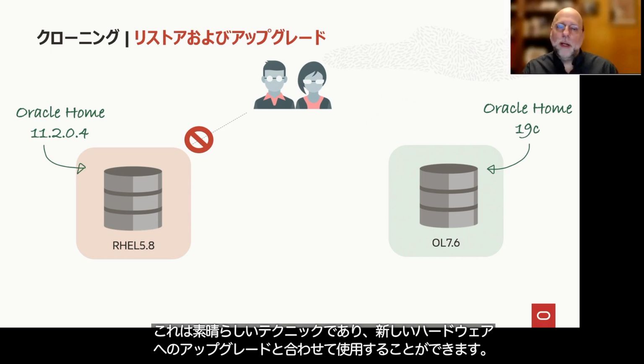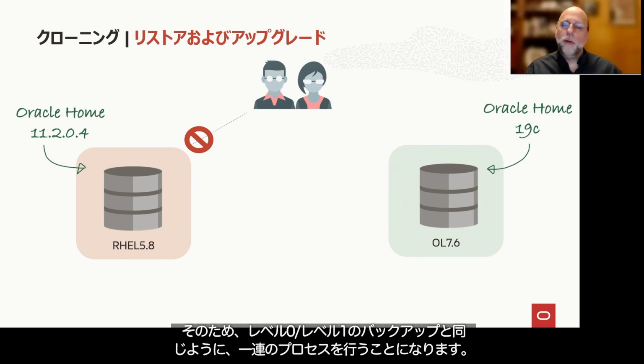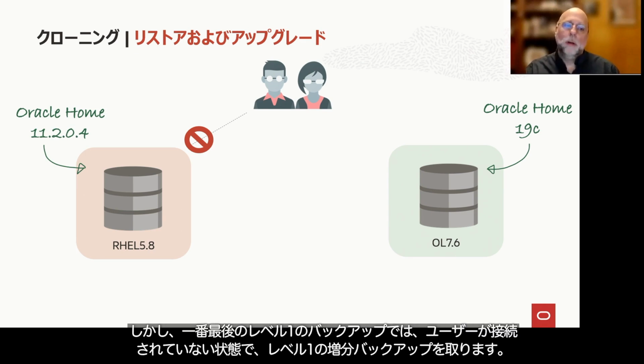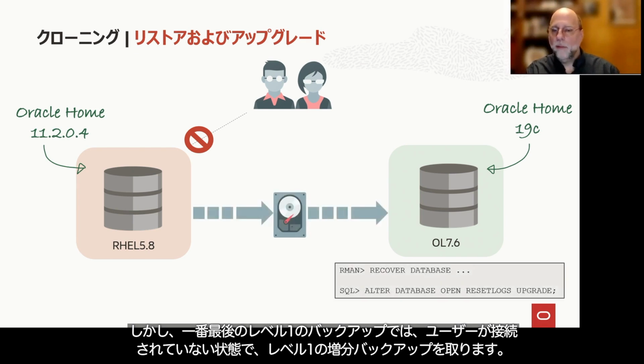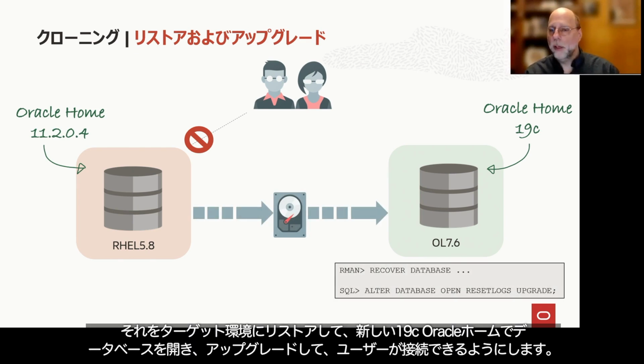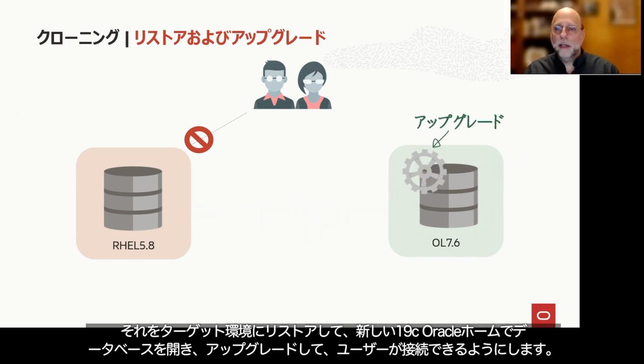And you can use it in conjunction with wanting to do an upgrade on that new hardware. So what we would do is we'd go through that whole process just as we outlined with the level 0, level 1 backups. But now, for that final level 1 backup, when our users are not connected, we take the level 1 incremental backup, restore it into the target environment, and then we can open the database in our new 19c Oracle home and upgrade it, and then let the users connect to it.